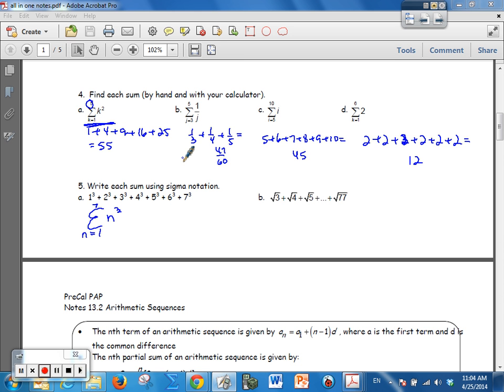Okay, this one, I need a sigma. What term should I start at here? A 3. I should start at a 3, and how far should I go? To 77, and it should be the square root of n. Okay, pretty straightforward. All right, now if you have your calculator with you, I'm going to show you how to do summations in your calculator.